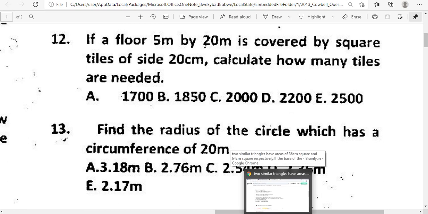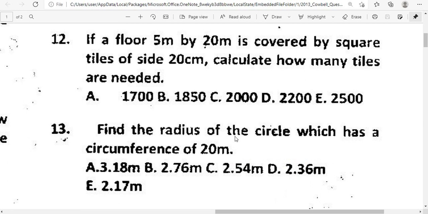What do you guys mean, J2? We have seen questions like this. From that other past question, that NECO past question, we have seen a question like this.